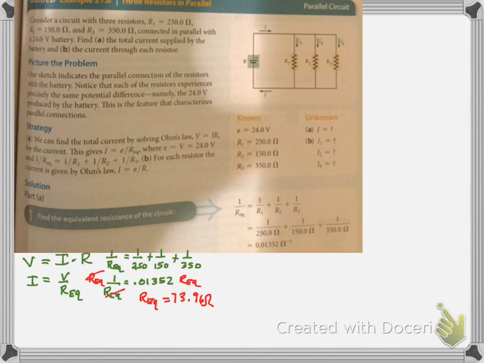All right, so current is equal to voltage, which is 24, divided by the equivalent resistor, which I just figured out was 73.96. So divide those two, and we get a current of 0.325 amps. Okay, so that's the current, initial current flowing through the whole system.